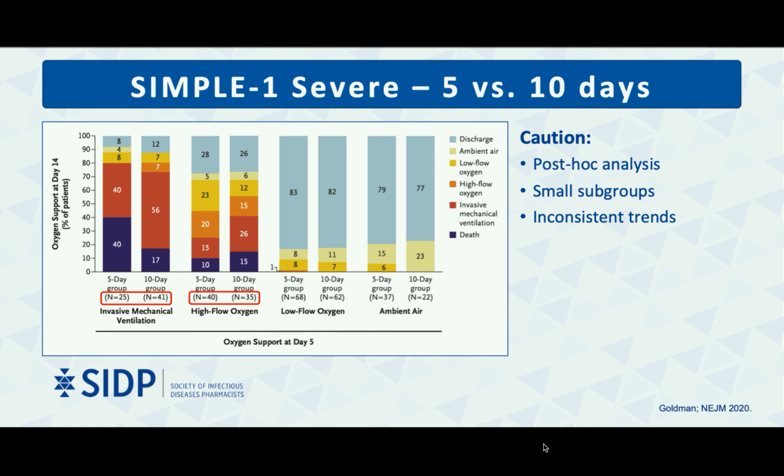Importantly, there was a contradictory trend in outcomes observed for patients requiring high-flow oxygen support at day 5, with 15% death by day 14 in patients receiving an additional 5 days of therapy versus 10% mortality in those who received no additional therapy. This analysis must be considered with several caveats, including that it was a post hoc analysis, with small subgroups of an already relatively small sample size. Also, there were inconsistent trends across groups, and I would caution readers against relying heavily on these data to inform allocation and treatment decisions.